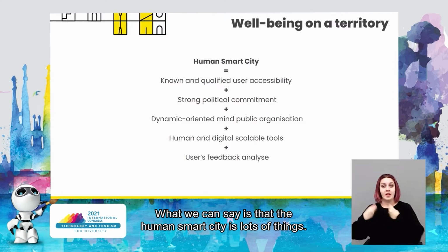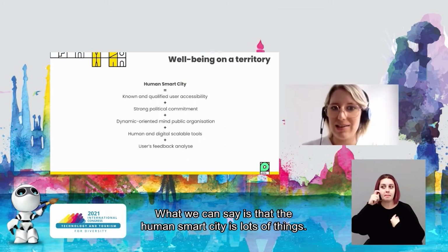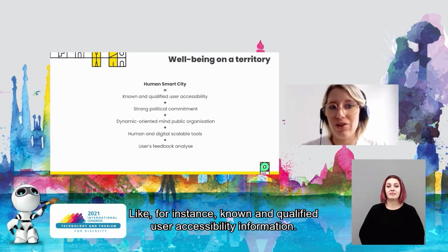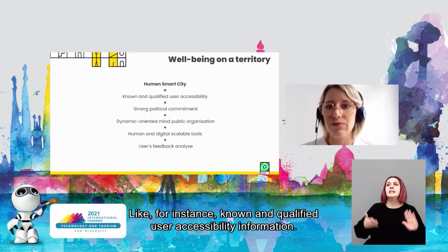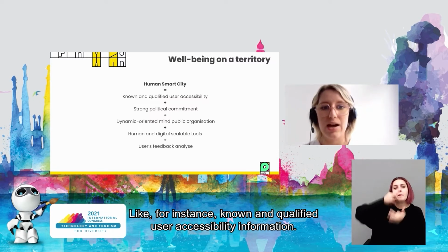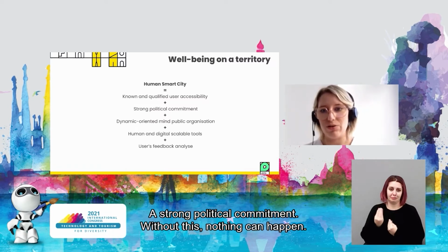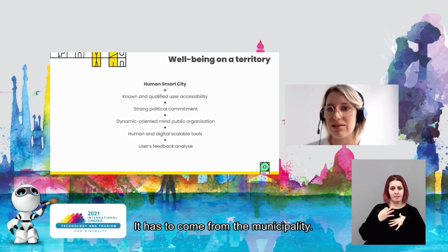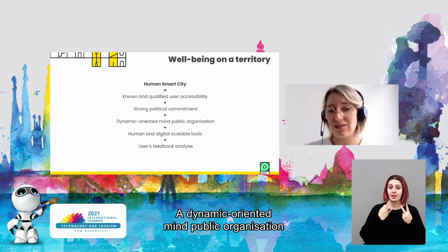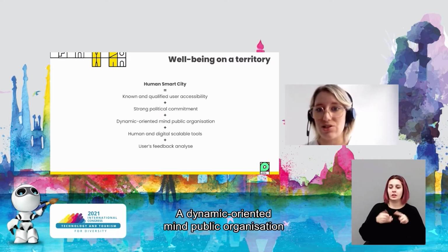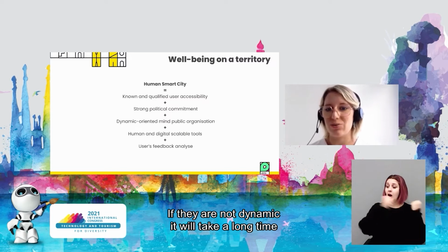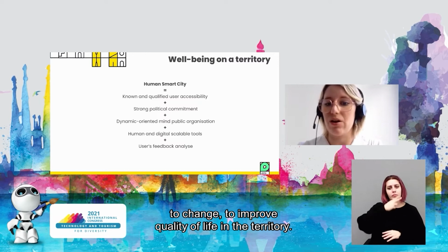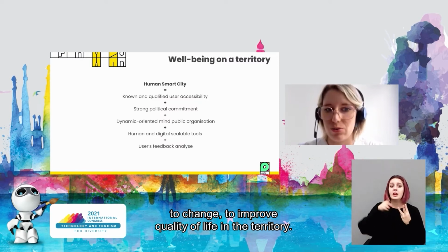What we could say is that, in fact, human smart city is lots of things. It's an addition of things, like first, a known and qualified user accessibility, here with Picto Access, a strong political commitment. Without this, nothing can happen. It has to come from the municipality, a dynamic, oriented-minded public organization. If they are not dynamic, it will take a long time and it won't change, it won't improve the quality of life on the territory.